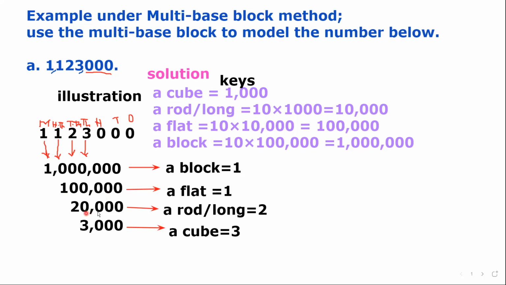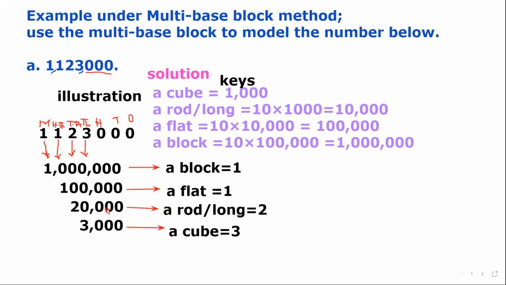Then when you come to the 20,000, looking at this one here, you can choose a key, which is 1,000, but we have a rod, which is 10,000. So the 10,000 is much closer to the 20,000 than a key. That is why we choose a rod or long, because that one will give us 10,000. So when you are drawing, you will not draw many keys here, but you will draw only two rods. One rod is equal to 10,000.